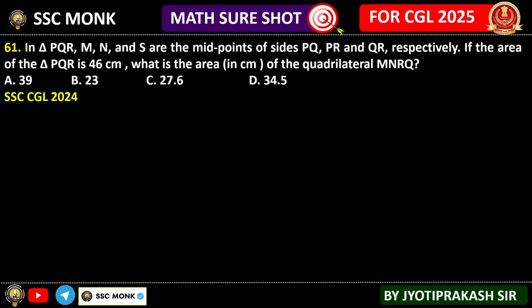Next, in triangle PQR, M, N and S are the midpoints of sides PQ, PR and QR respectively. If the area of triangle PQR is 46 centimeter square, what is the area of the quadrilateral? Now see, this is PQR. Now M and S are here. Now it is talking about MNRQ. Midpoint means what? This part is equal to this part.